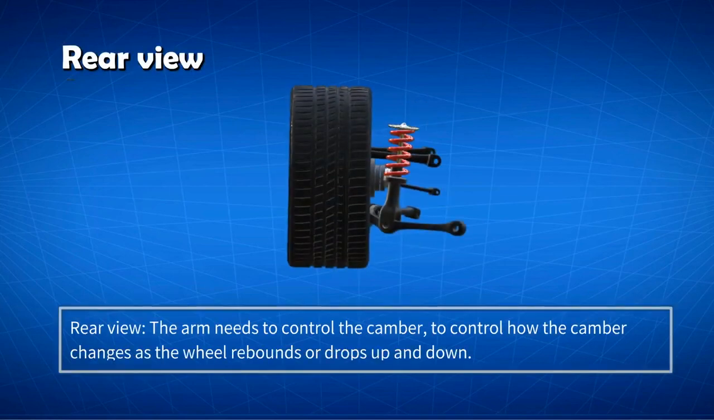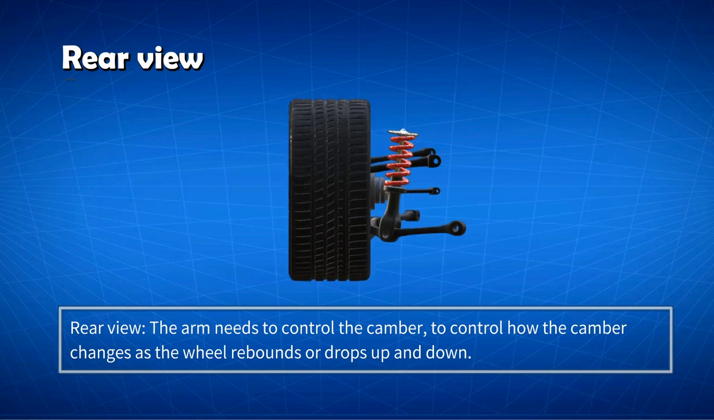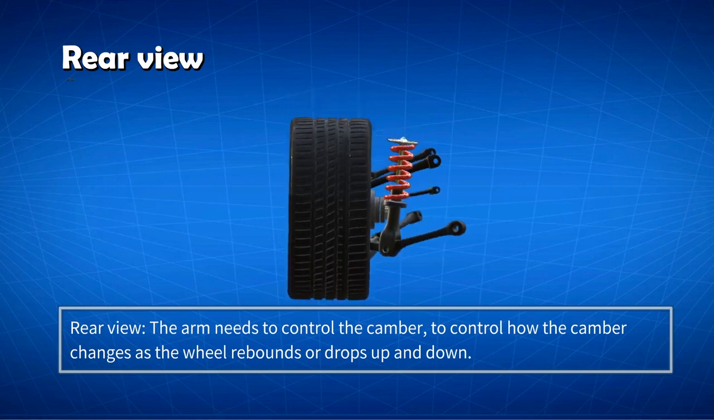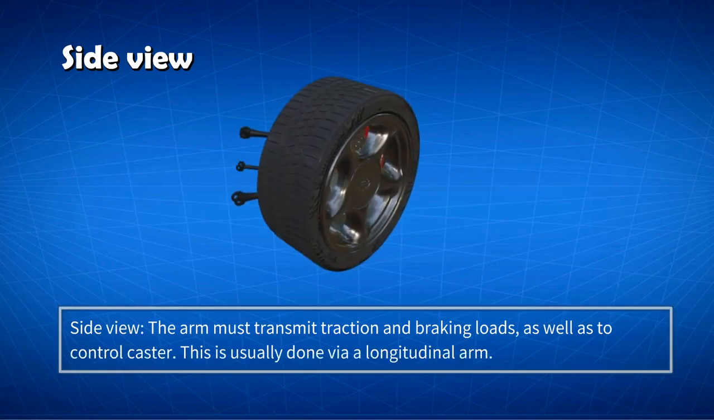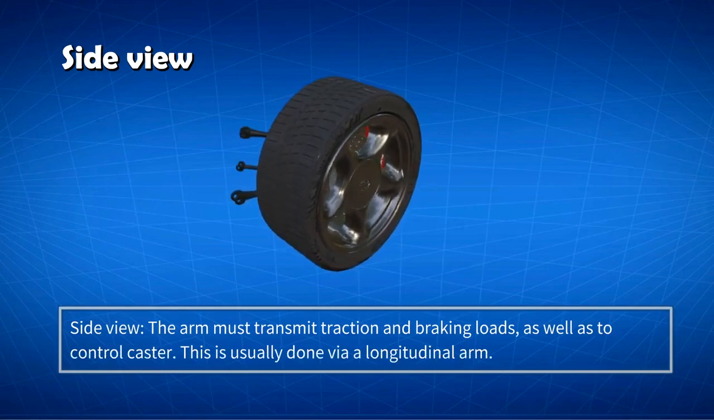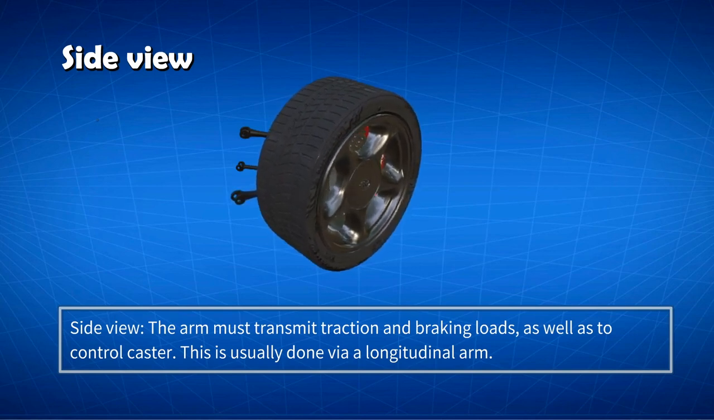In the rear view, the arm needs to control the camber, to control how the camber changes as the wheel rebounds or drops up and down. In the side view, the arm must transmit traction and braking loads, as well as control caster. This is usually done by a longitudinal arm.